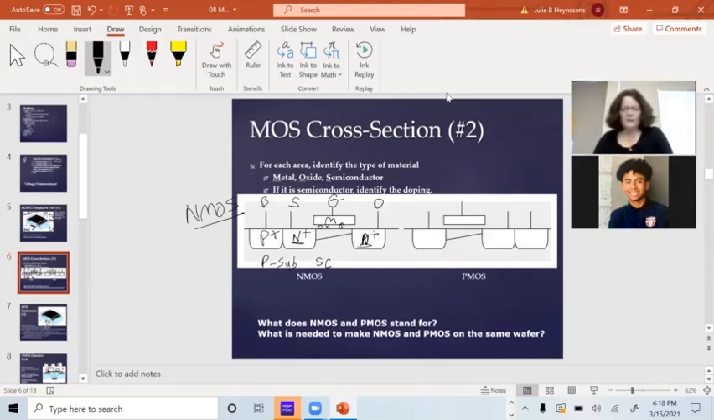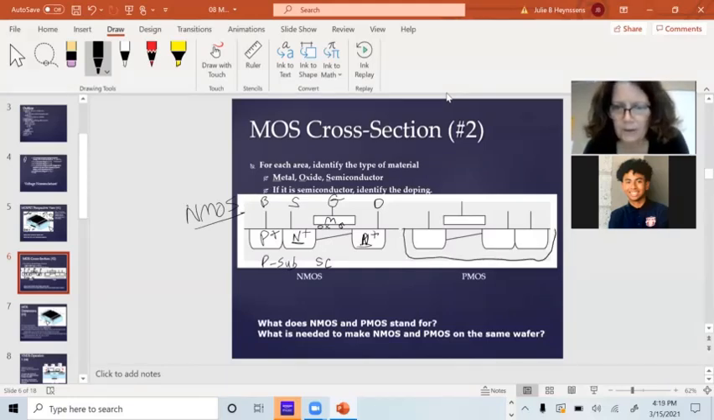Now, if I want to build a PMOS, I usually want to build these on the same substrate. So what I do here, we might as well just go for broke, is I put in an N well. An N well is an N diffusion, so this will be N type. And this would be my PMOS side. There's no such thing as a CMOS transistor. Let's get that out of the way.